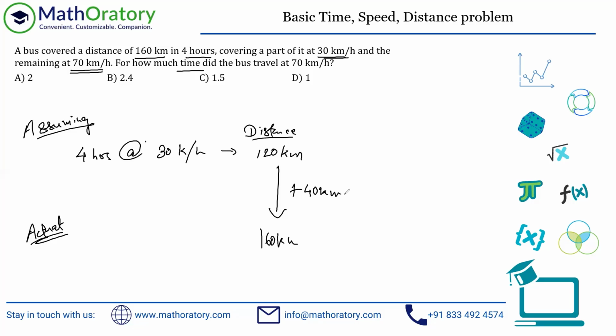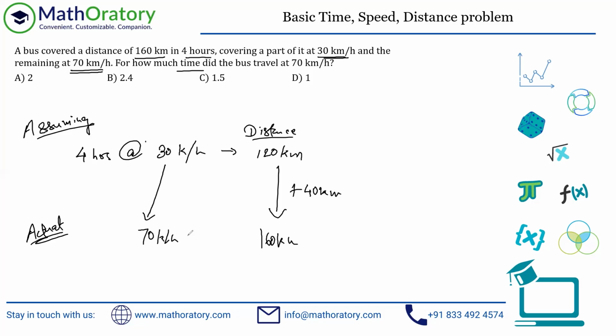So we know that partly the bus has covered 30 kilometers per hour. In this case, you have assumed everything at 30 kilometers per hour. So effectively, we have to change some of these 4 hours from the speed of 30 kilometers per hour to 70 kilometers per hour, right? So we just have to change the speed.